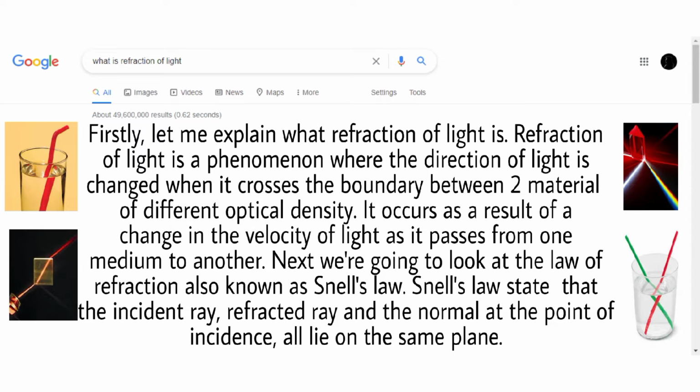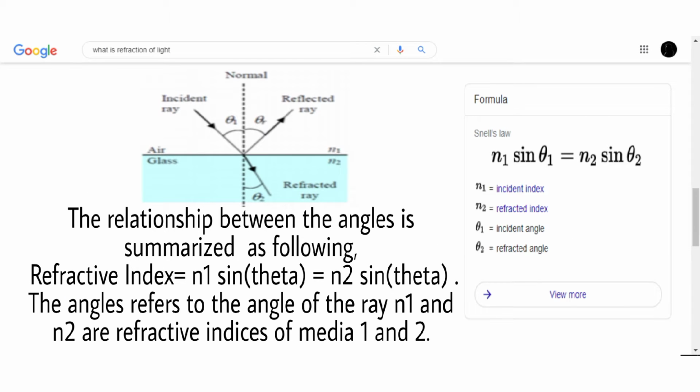Snell's law states that the incident ray, refracted ray, and the normal at the point of incidence all lie on the same plane. The relationship between the angles is summarized as follows: n1 sine theta1 equals n2 sine theta2. The angles refer to the angle of the ray. N1 and N2 are the refractive indices of media 1 and 2.